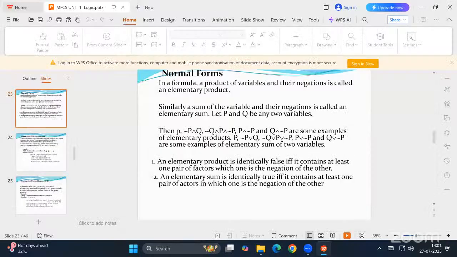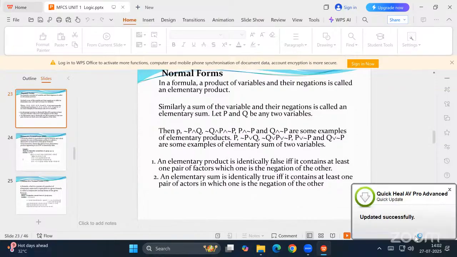P, negation P, Q, negation Q, P and Q, negation Q and P, negation P, and P and negation P are some examples of elementary products.